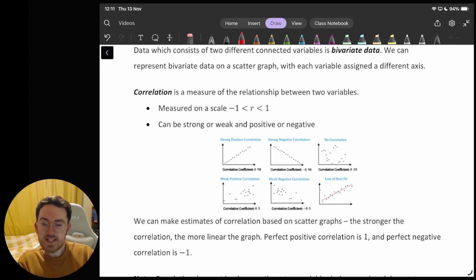-1 means the same thing: they're perfectly correlated, but in a negative way. Rather than both going up, as one increases, the other actually decreases, but they follow a pattern in a negative sense.